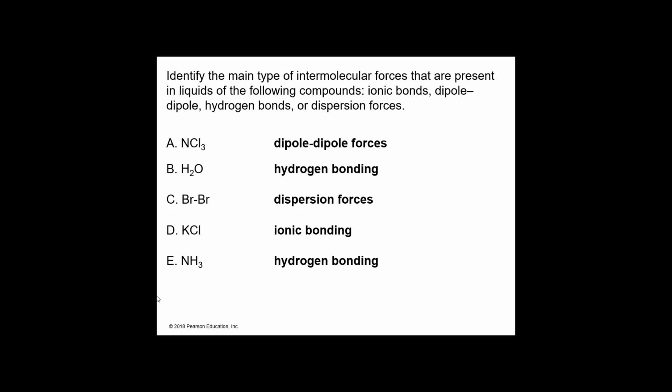Bromine attached to another bromine. This is nonpolar. It has dispersion forces only, but it does have some kind of intermolecular forces. So remember, the nonpolar molecules do have something. Potassium chloride, that's an ionic bond. And then we have ammonia, and ammonia has hydrogen bonding because those can attach to other ammonia molecules.